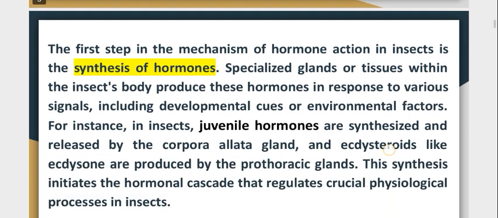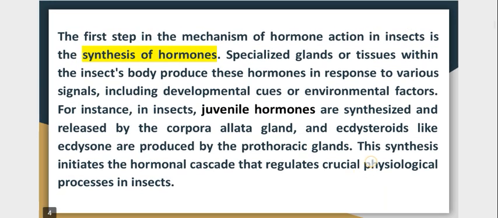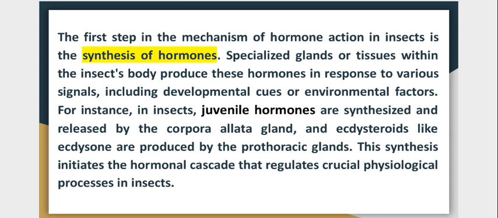Okay, so when we learn about this, we know the first step in mechanism of hormone action in insects is the synthesis of hormones. Specialized glands or tissues within the insect's body produce these hormones in response to various signals, including developmental cues or environmental factors. For instance, in insects, juvenile hormones are synthesized and released by the corpora allata gland, and ecdysteroids like ecdysone are produced by the prothoracic glands. The synthesis initiates the hormonal cascade that regulates crucial physiological processes in insects.